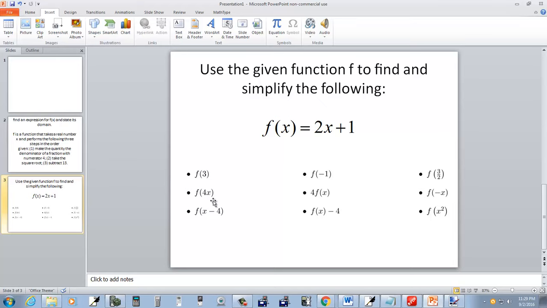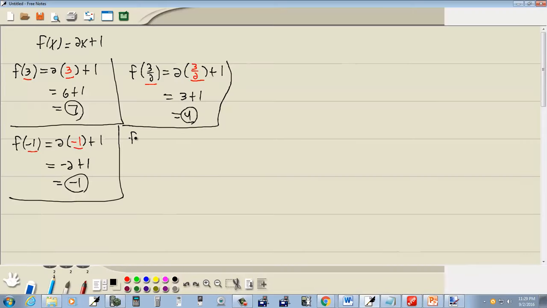Now our next one is f of 4x. And again, evaluating the function is always the same. You go back to your original function, and you put parentheses where your x was. Everything else remains the same. Whatever's inside parentheses right here is automatically what you're going to put in here. So put in a 4x. Then 2 times 4x gives us 8x plus 1.